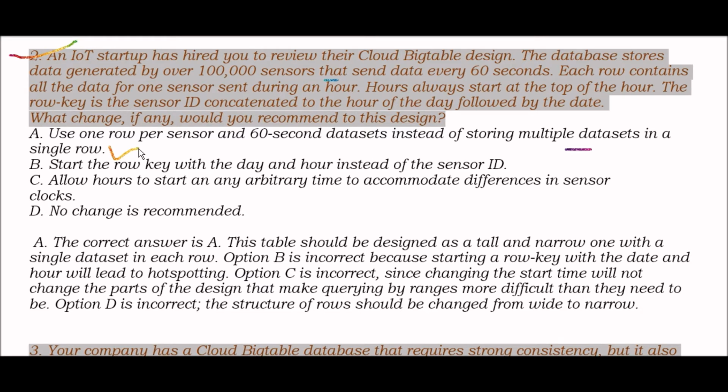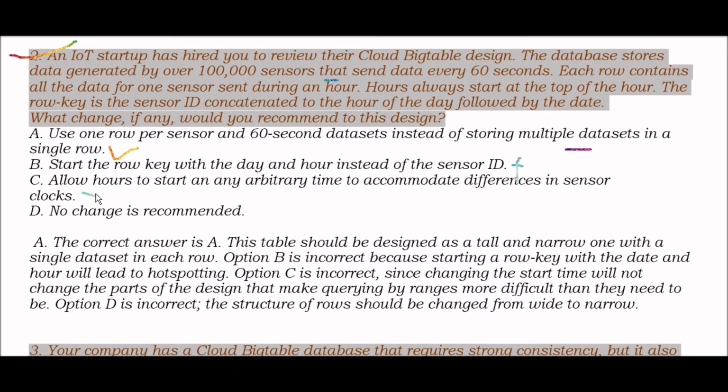Option B, start the row key with the day and hour instead of the sensor ID. Option B is incorrect because starting a row key with the date and hour will lead to hotspotting. Option C, allow hours to start at any arbitrary time to accommodate differences in sensor clocks, is incorrect, since changing the start time will not change the parts of the design that make querying by ranges more difficult than they need to be. That's why option C is not suitable.